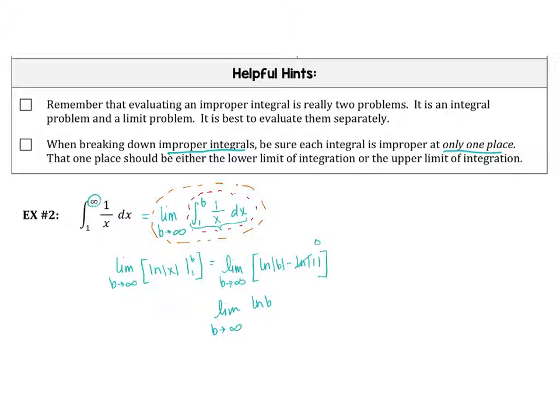So notice what's happening here. I want the limit as b approaches infinity of the natural log of b. And if we think about the graph of natural log of b, it's going to continue doing something like this. So it's ever so slowly shooting off toward infinity. So notice that we have an improper integral. We've gone through all of our steps, and notice that my limit is going toward infinity.